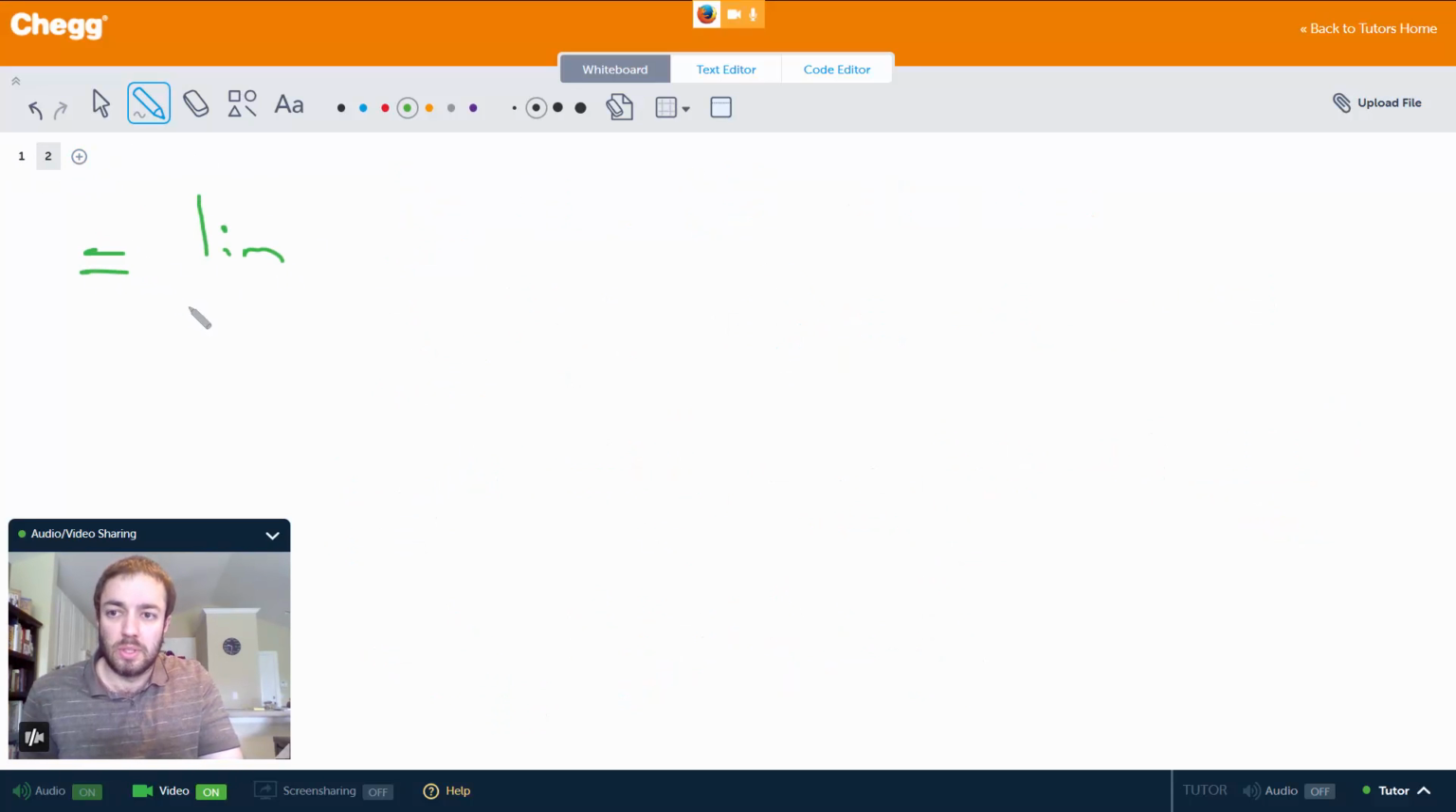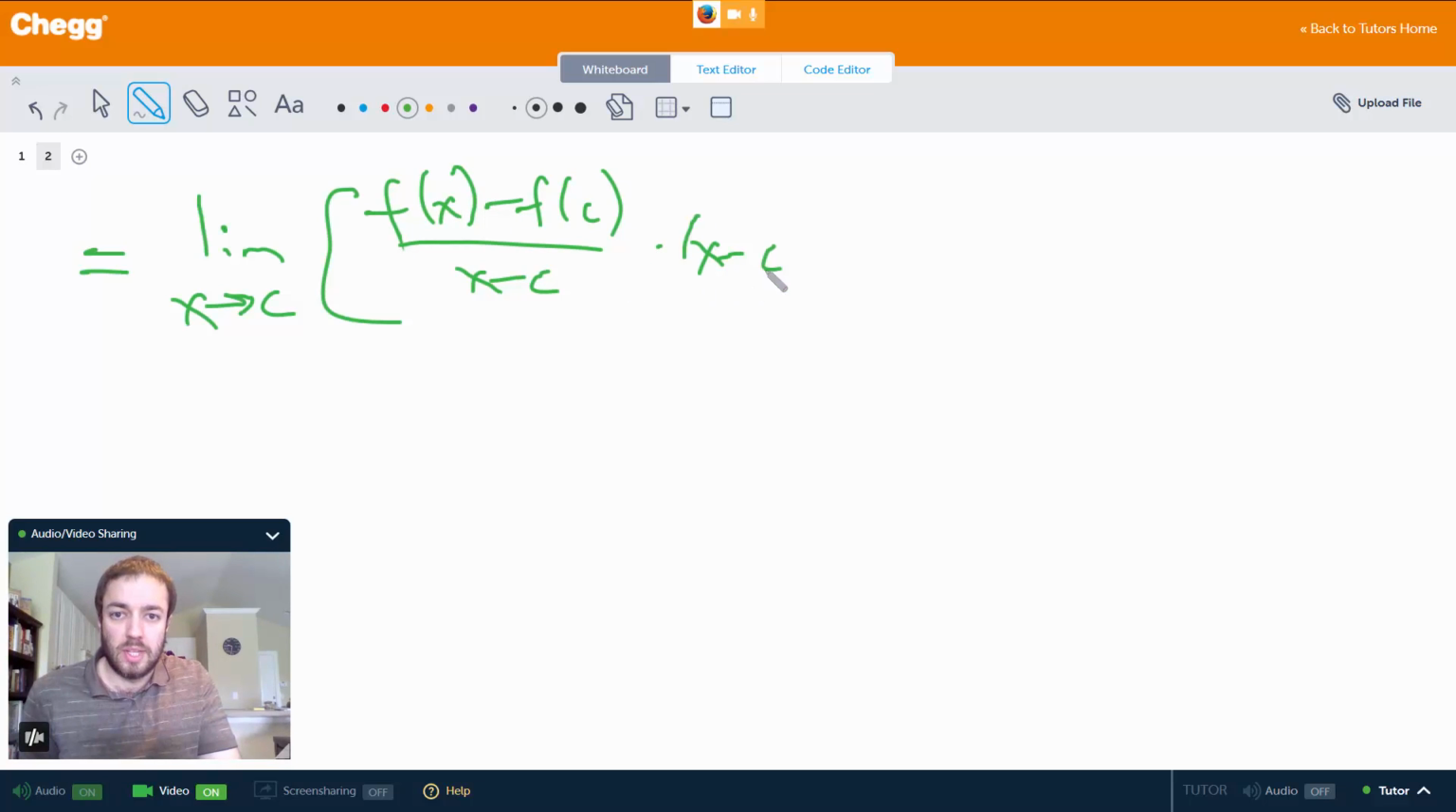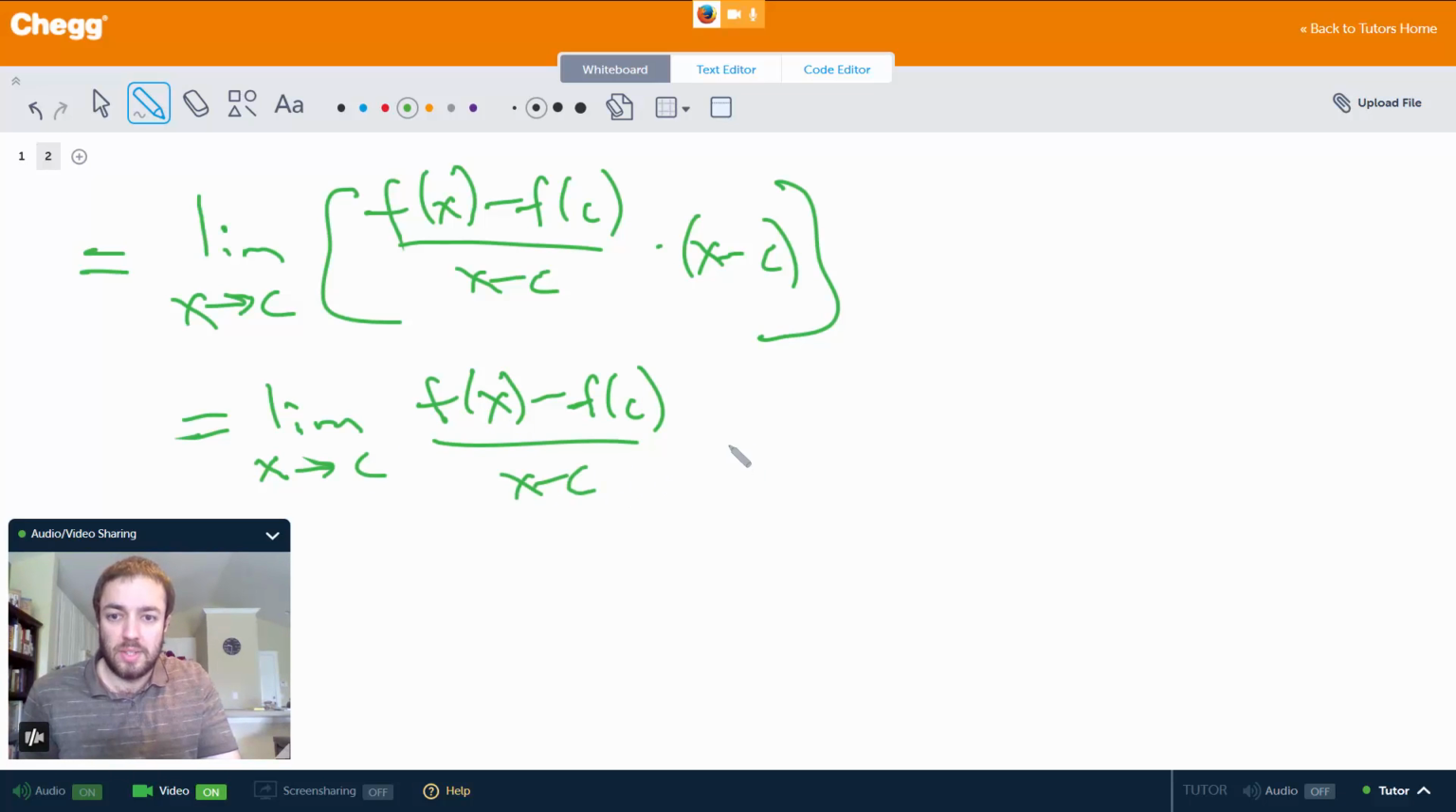So this is equal to the limit as x approaches c. Let me rewrite the last thing we had, because we still want to talk about that a little bit. Over x minus c times x minus c. Now we're going to split this up as the product of two limits: the limit of f of x minus f of c divided by x minus c, times the limit as x approaches c of x minus c.